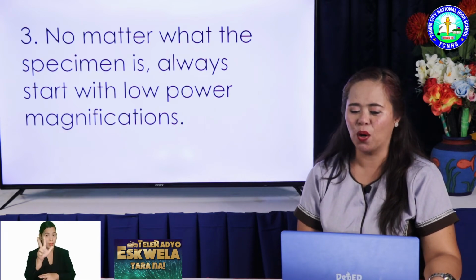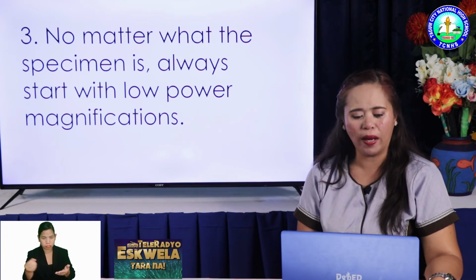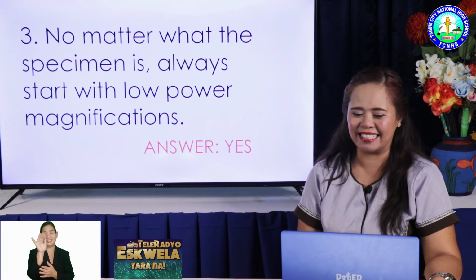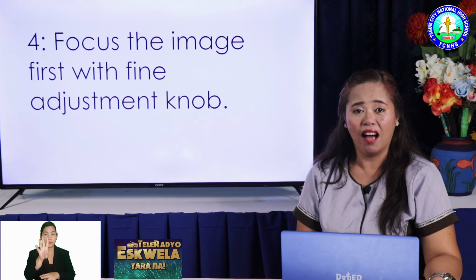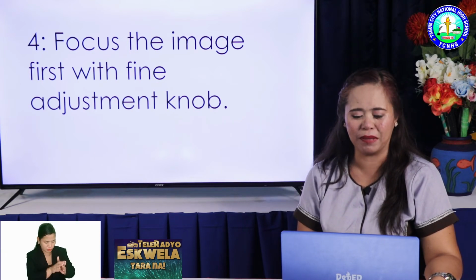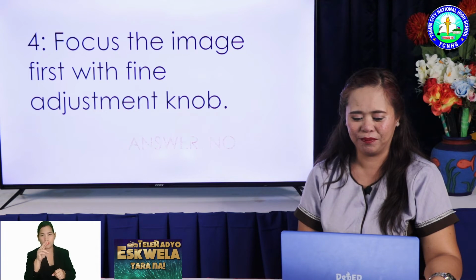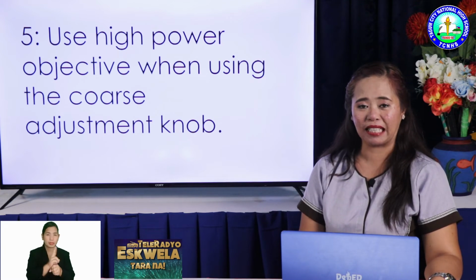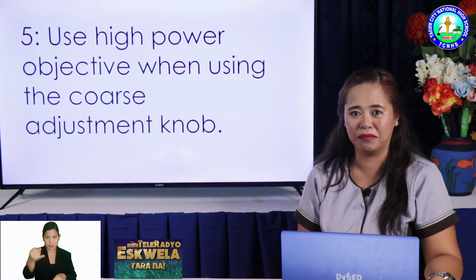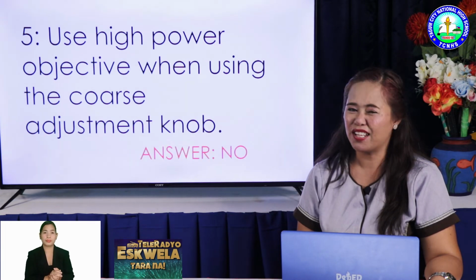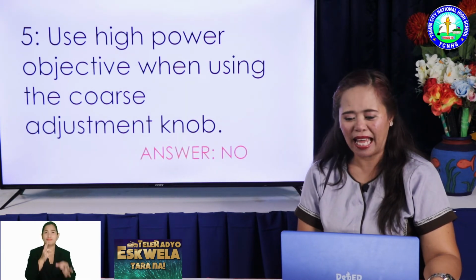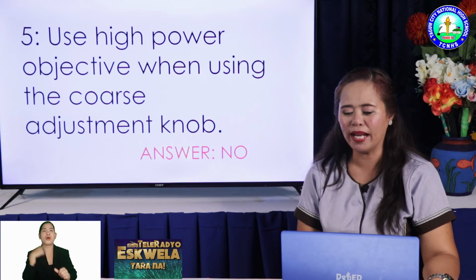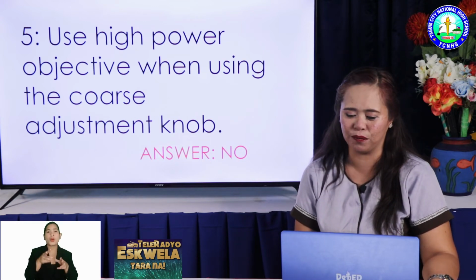Number 3. No matter what the specimen is, always start with low power magnifications. The answer? Yes. Number 4. Focus the image first with fine adjustment knob. The answer? No. Number 5. Use high power objective when using the coarse adjustment knob. The answer? No. If you get all the answers correctly, well done, students! Remember, you can always review the steps from your module if you find it difficult.